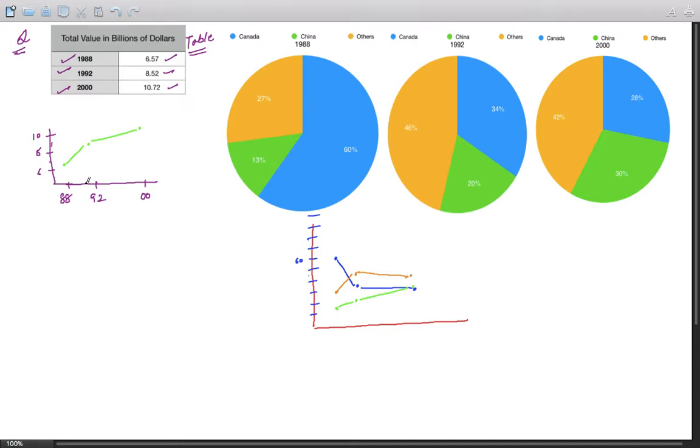So if I plot this on a chart and just try plotting a line chart, you will see that in 88 the value of fish imports in billions of dollars was 6.57. It increased to 8.5 in 92, and in the next 8 years it increased to 10.72. You can say that it increased by $2 billion in the first 4 years and by about another $2 billion in the next 8 years.